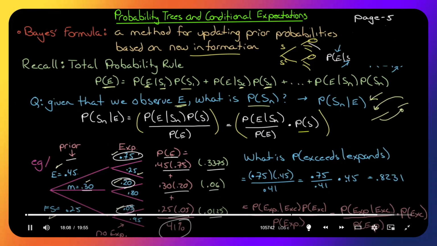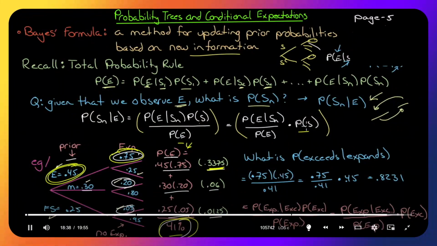So if I say to you, they've expanded, what is the probability that earnings per share exceeded expectations? You would say, well, that would have happened 33.75% of the time out of 41%. So wouldn't it just be 33.75 divided by 41? Yes. The probability of E given a scenario multiplied by the probability of the scenario divided by the probability of the event. There it is.